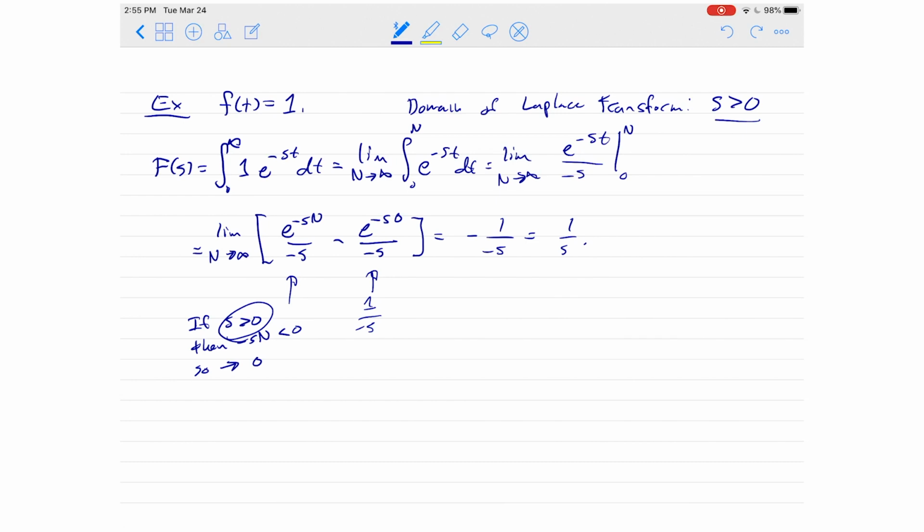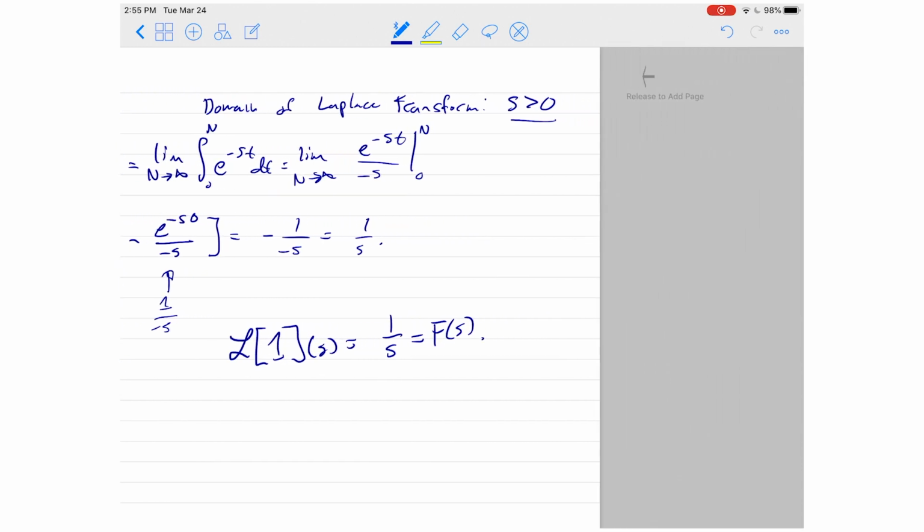Okay, so what do we find? We found a Laplace transform of the function 1 of s is equal to 1 over s, right? And this is what we're also denoting as capital F of s. Okay, so now let's take a look at the next one.